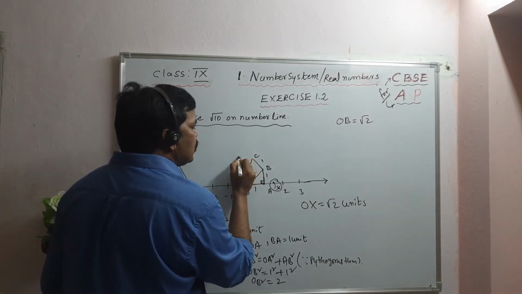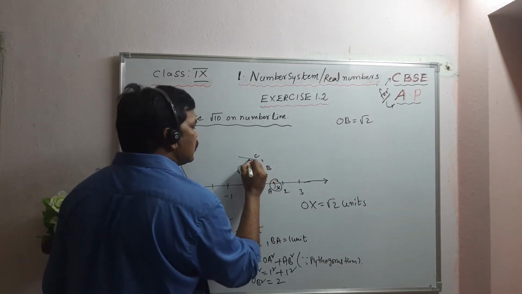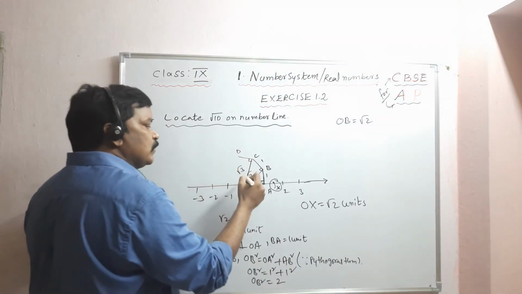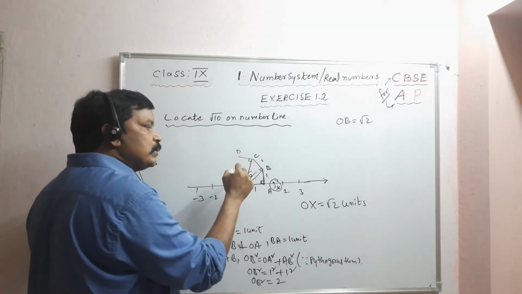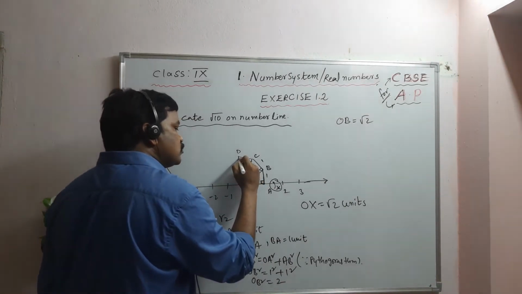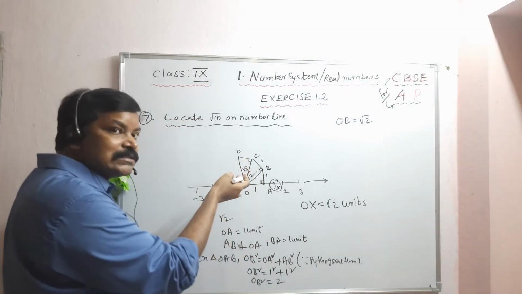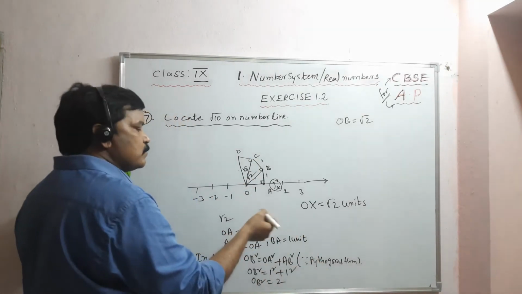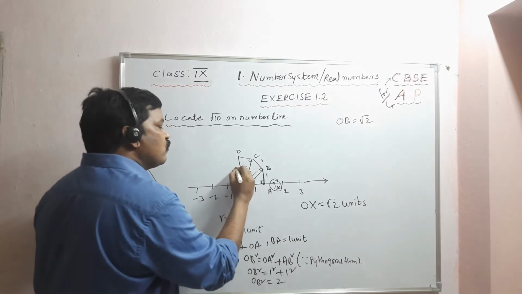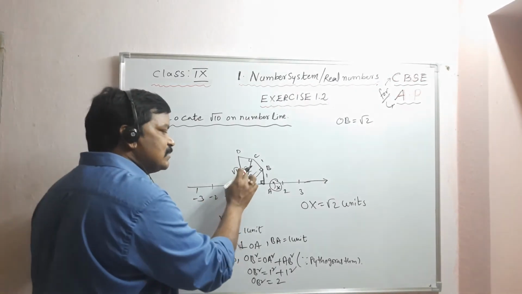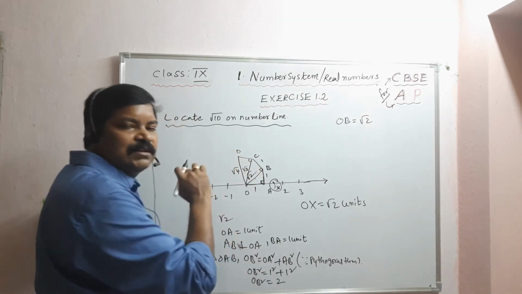Next, again draw the perpendicular. This is perpendicular. This is B. So CD is 1 unit. OC is root 3 units. Again join this OD. So OD is the hypotenuse. So in triangle OCD, again we use Pythagoras theorem. Then OD is root 5. That root 5 is nothing but 2. This is rational. This is irrational. Root 2 is irrational. Right.